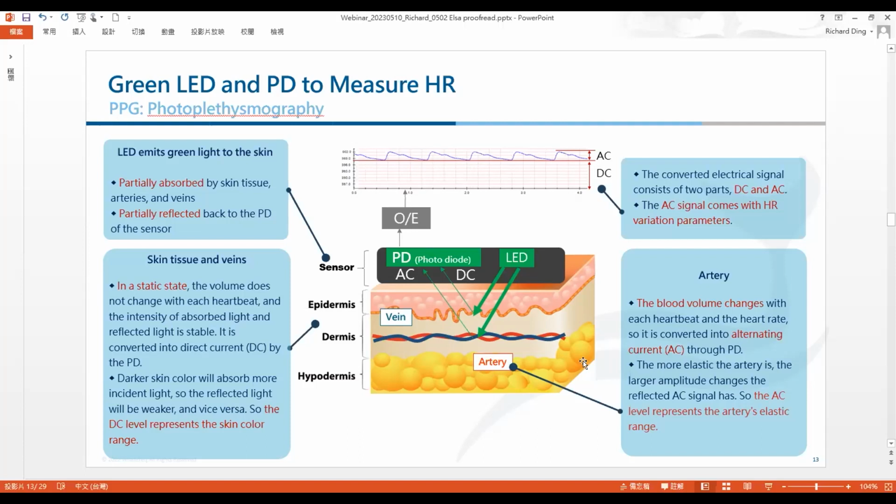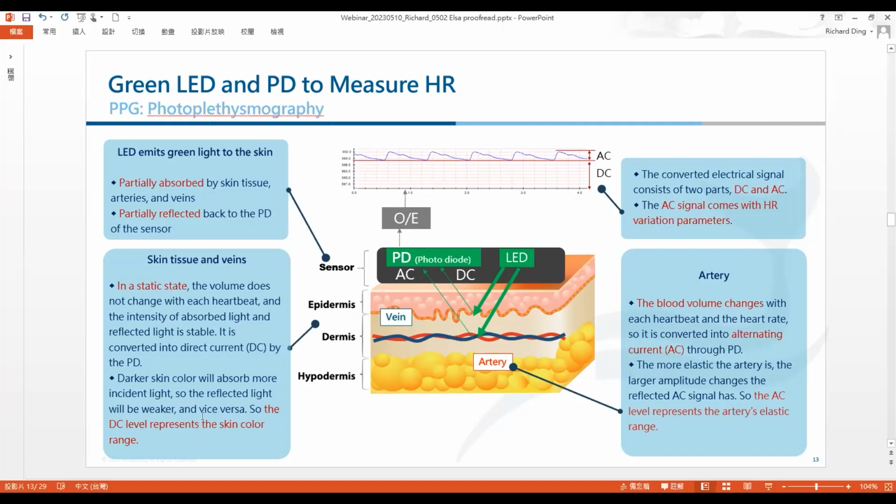For the artery, the blood volume changes with each heartbeat, right? So it is converted into an alternating current, AC, through the PD. You can see the artery reflects the AC light, and the PD detects the AC light and turns it into an electrical signal. This one is an AC signal. In fact, the AC signal frequency is the heart rate, because the artery volume changes with the heartbeat.